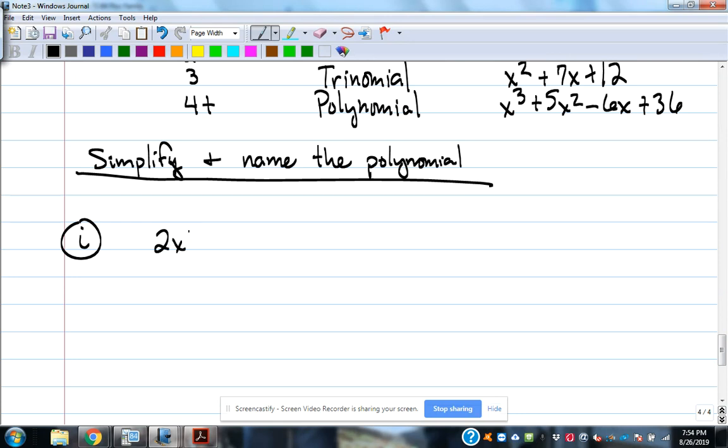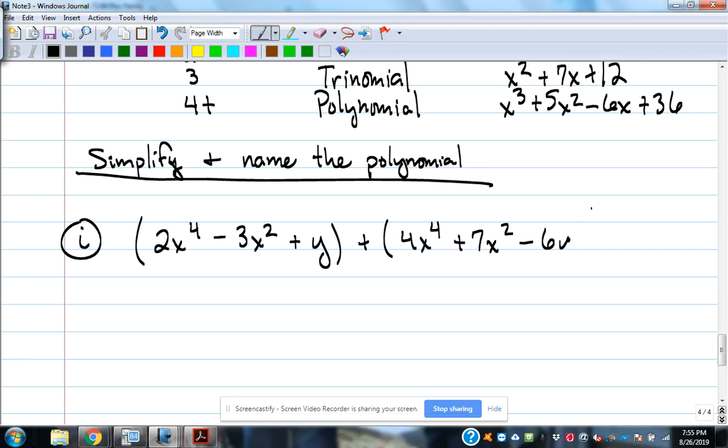Say we had 2x to the 4th minus 3x squared plus y plus 4x to the 4th plus 7x squared minus 6y. I mean 6. Let's make those x's. So we just have one variable. No sense in making it 2 variables.